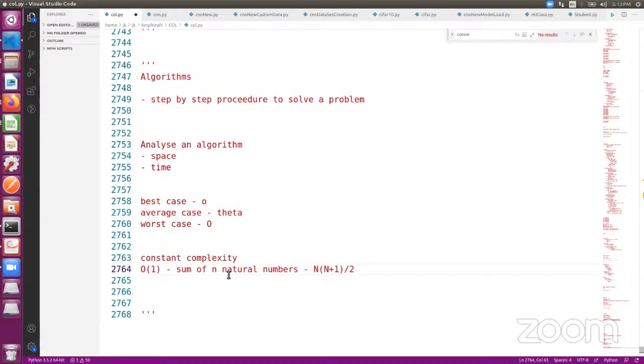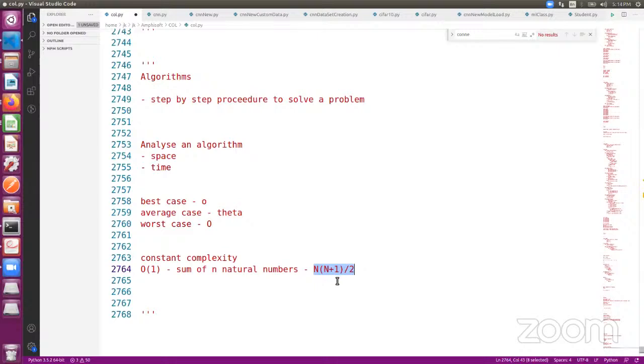Whereas that solution takes a loop that will run n times, right? For n natural numbers, the loop will run n times. So the complexity is order of n. If there are n calculations, then the complexity is order of n. Whereas here, whatever might be the value of n, it is going to do one multiplication, one addition, and one division. That's it. Only 3 operations.